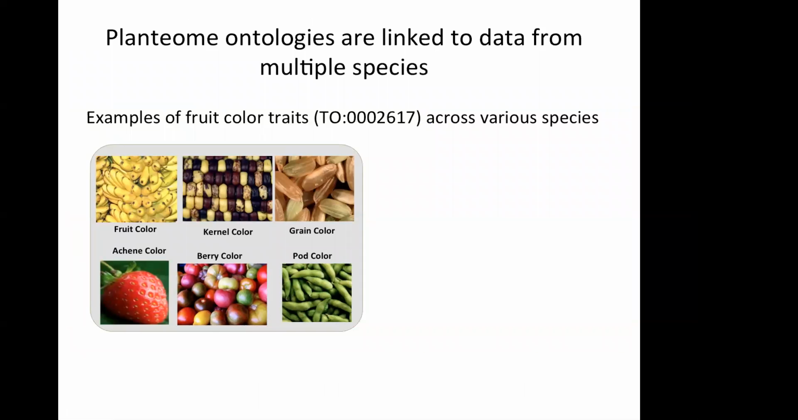So, as I mentioned before, the Planteome ontologies are linked to data from many, many species, and I'll give you some numbers about that in a moment. But this is just one of our examples that we like to show people of some of this diversity across plant species when you're looking at fruit color traits. So all of these pictures show different fruit colors in different crops. This is wheat and corn. The kernels, this caryopsis or the kernel, are actually a fruit. The banana fruit, tomatoes, which are actually a berry, soybean pods. And this is a tricky one.